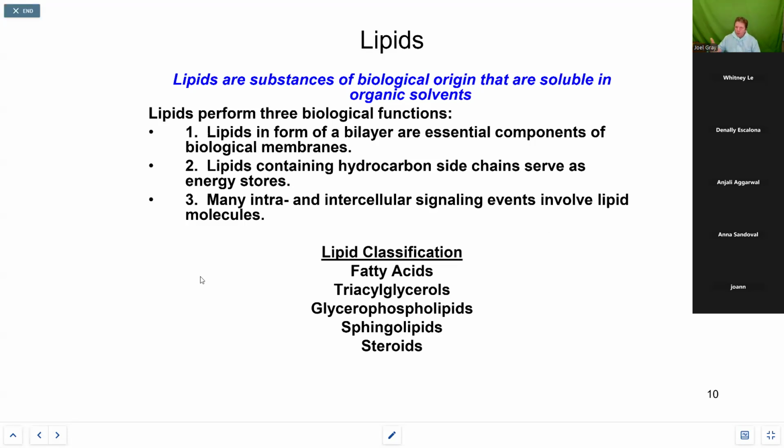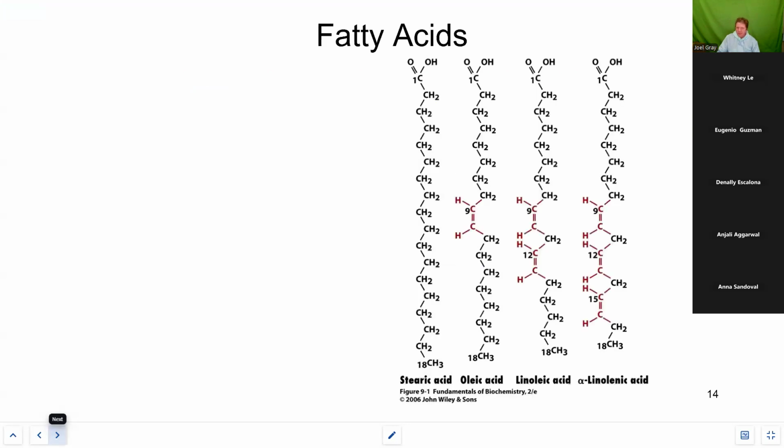But lipids don't polymerize like a protein or a sugar or a nucleic acid does. And then you've got glycerophospholipids, sphingolipids, and steroids. We are going to tap into glycerophospholipids, sphingolipids, and steroids a little bit today, but more time will be spent again on fatty acids and triacylglycerols. So here are our fatty acids. These are four different fatty acids: stearic, oleic, linoleic, and alpha-linolenic acid.